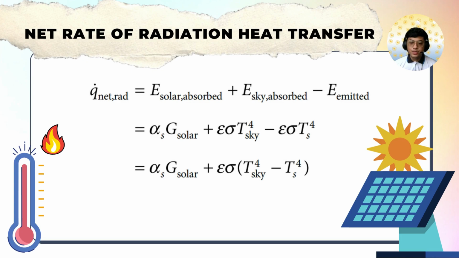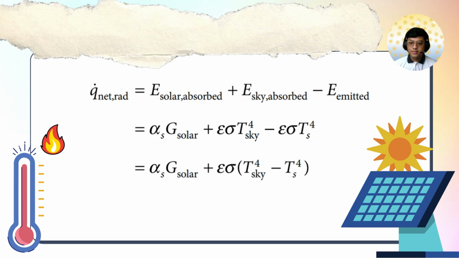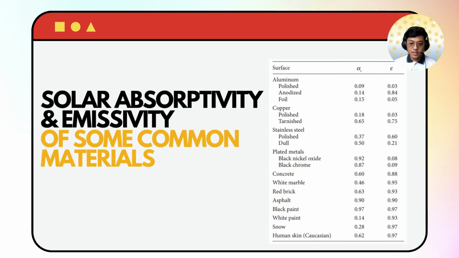The net rate of radiation heat transferred to a surface exposed to solar and atmospheric radiation is determined from an energy balance as shown in the formula below, where T sub S is the temperature of the surface in Kelvin and epsilon is its emissivity at room temperature. A positive result for net rate of radiation heat transferred indicates a radiation heat gain by the surface, and a negative result indicates a heat loss. Surfaces are assumed to have two sets of properties, one for solar radiation and another for IR radiation at room temperature. The table shown shows the solar absorptivity and emissivity of some common materials.